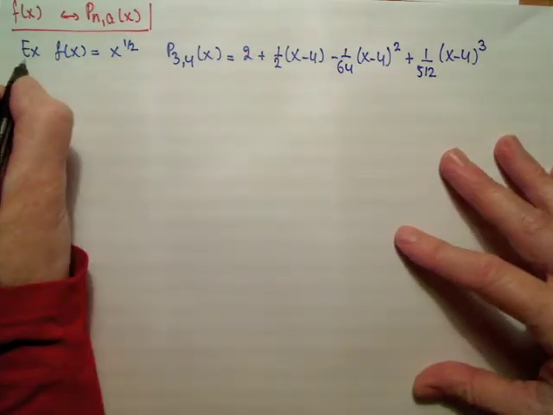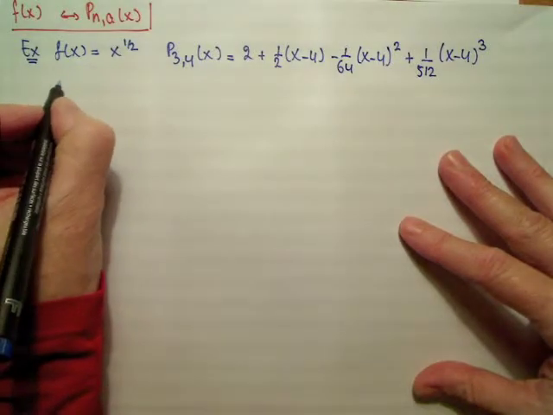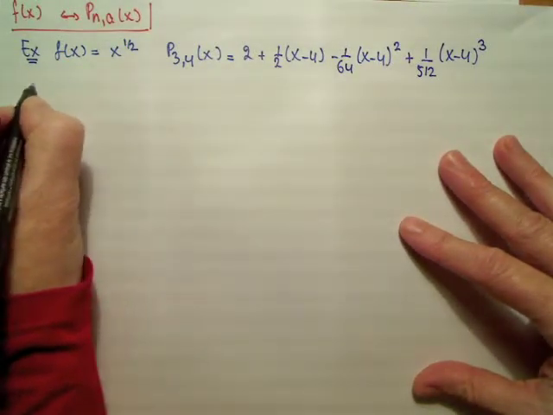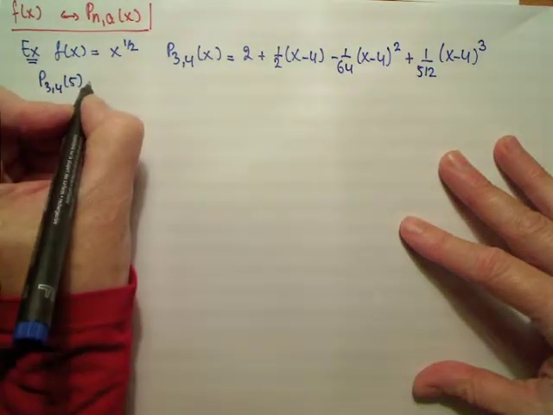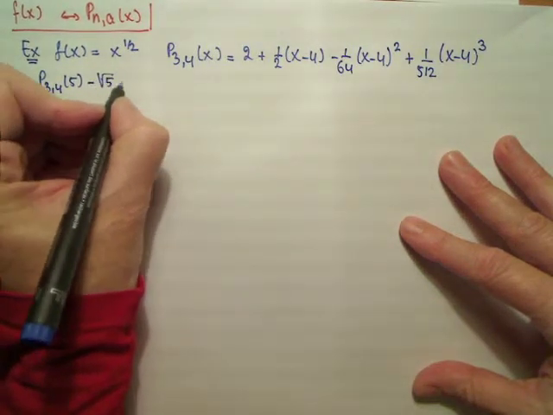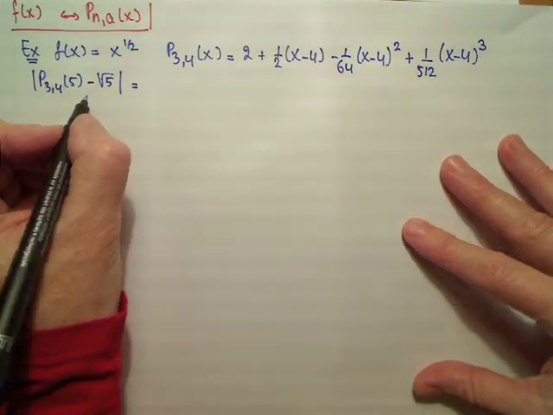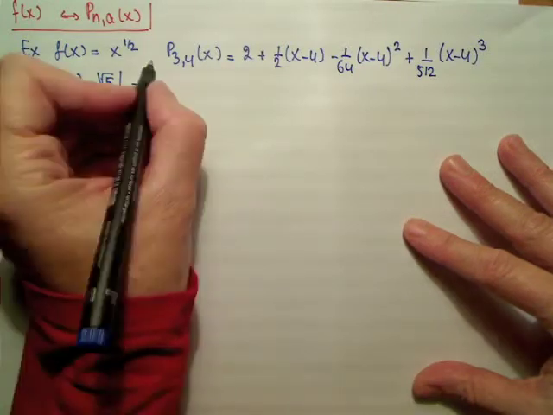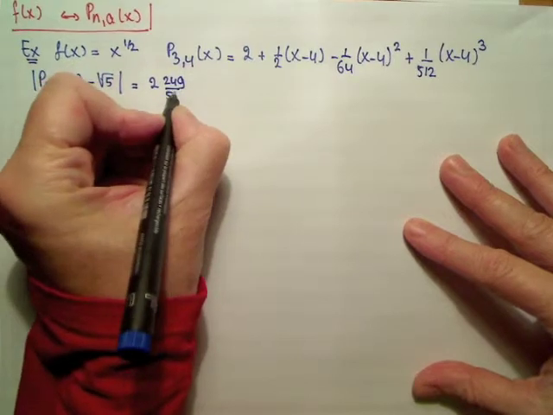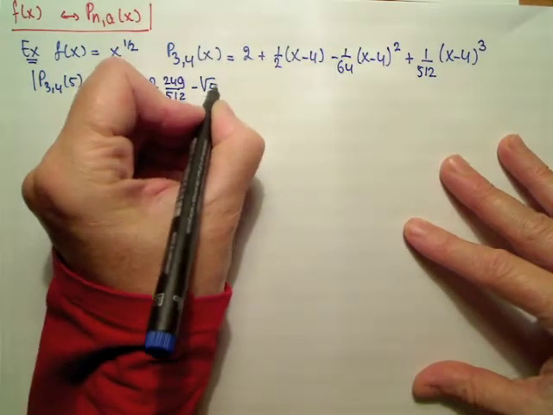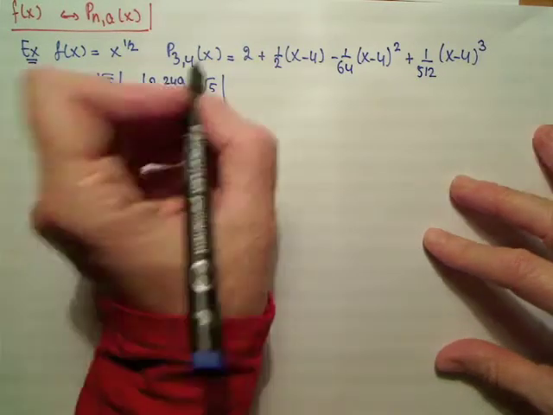And what I claimed is that if we plug in the value of 5 for this polynomial, then this should be a good enough approximation for the function value at 5, which is square root of 5. Now, what is this approximation? Well, we calculated the value of the polynomial, and this is equal to 2 plus 249 divided by 512. And we want to make sure that this is a good enough approximation.